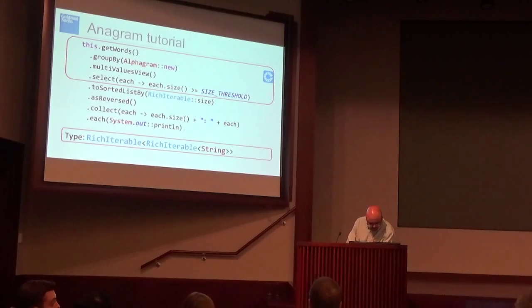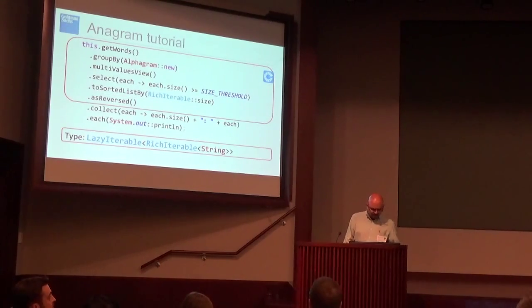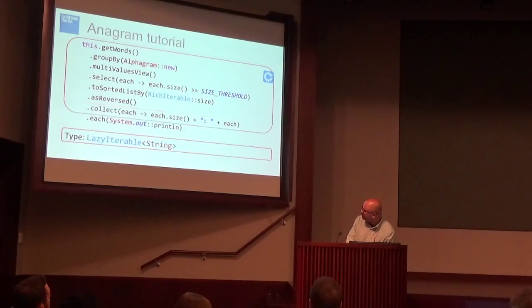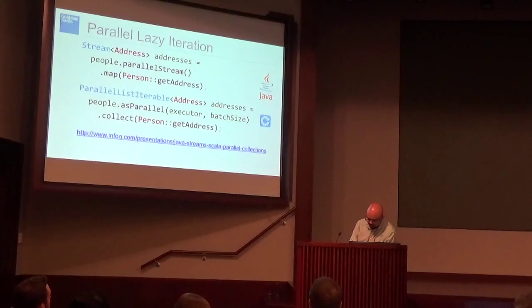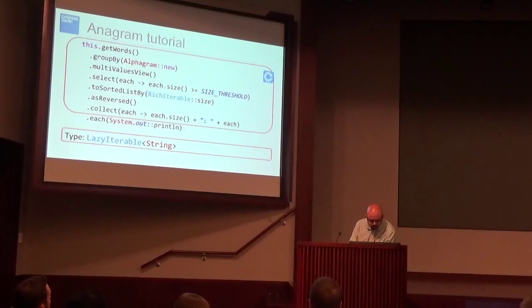Once you have a size threshold, you sort it using the rich iterable size, you reverse it. Reversal, GS collections has this pattern where anything that starts with an as, we typically try to provide a wrapper, and therefore this returns what is the lazy iterable. We then collect from this list, process it, and produce a string that has the size as well as the elements, and then we print them.